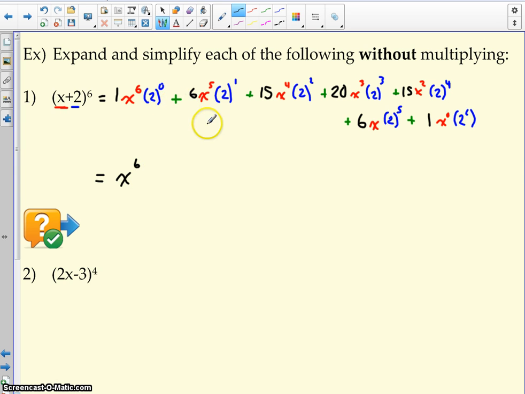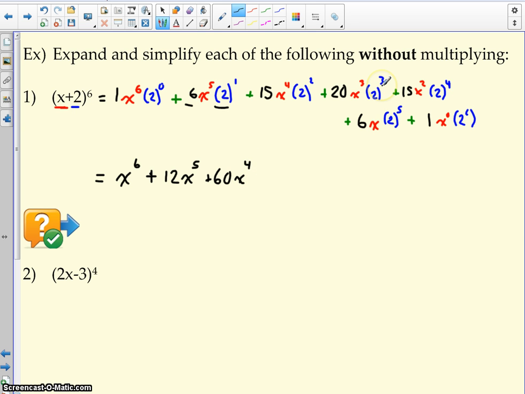Okay, for the next term, I'm going to have plus. So I have a 6 here, and I have 2 to the 1 here. 6 times 2 gives me 12, so I have 12x to the exponent 5. And I can do this for every single term. I'm essentially just doing whatever multiplication I can do so it's not as messy, right? So I just have a coefficient and my variable. So 2 squared is 4 times 15 is 60. So I have 60x to the 4th.